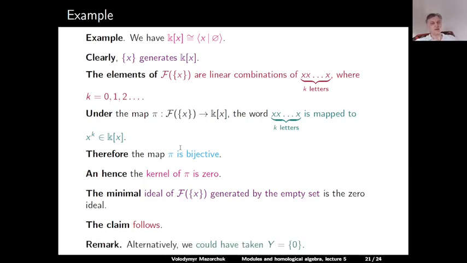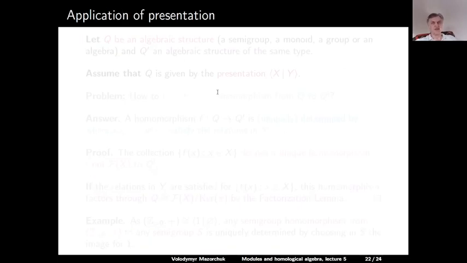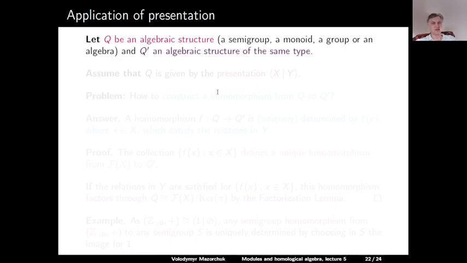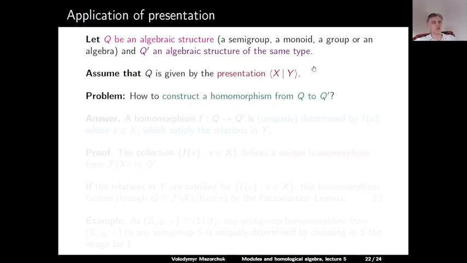Alternatively, we could have taken as a set of relations the element 0 in our free algebra. And here comes some motivation to explain the practical applications of generators and relations. Assume that Q is an algebraic structure, which means a semigroup, monoid, group, or an algebra, and Q prime is an algebraic structure of the same type. Assume that Q is given by some presentation. It has generators x and relations y. Assume that we want to solve the following problem. How to construct a homomorphism from Q to Q prime?